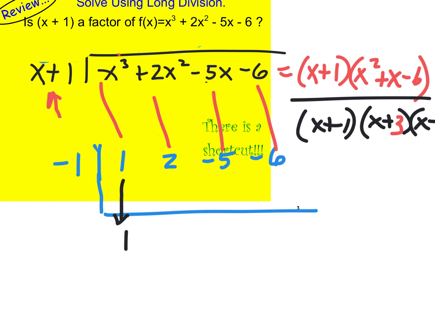Okay. Now, I have to do something that's going to get me my next little number here. And you don't just drop the two down. You go this times that. What's 1 times negative 1? Negative 1. And you put it here. Okay, so I just multiplied. Then I'm going to add again. What's 2 minus 1? What's 1?